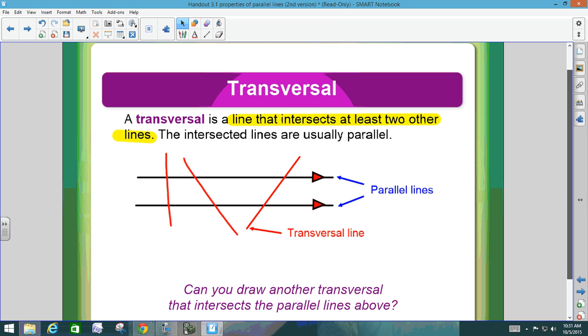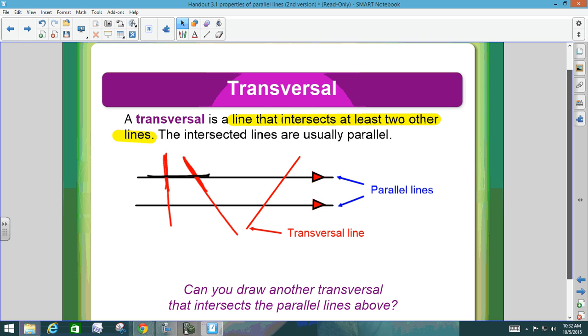Jack? Right. Yep. These two don't have to be parallel, but they can be. Actually, if I look at this, line 1, line 2, this would also be a transversal because it's intersecting those two lines, but the red ones are not parallel. Correct. So it just has to intersect at least two lines.